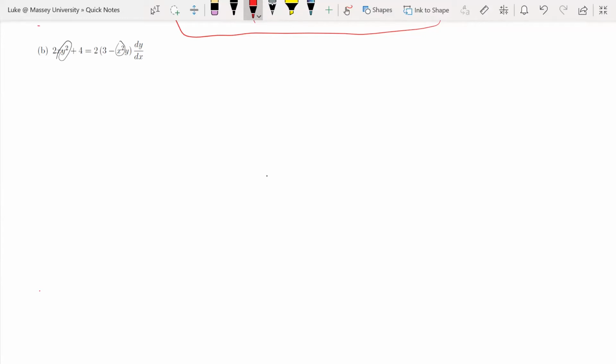Okay, so what I'm going to do is multiply through by dx to every term in this equation to rearrange this equation, just using a bit of algebra. Well, I get 2xy squared plus 4, so that's the left hand side, which is now being multiplied by dx. I'm going to bring the other term to the left hand side as well, so I get 3 minus x squared y dy equals 0.